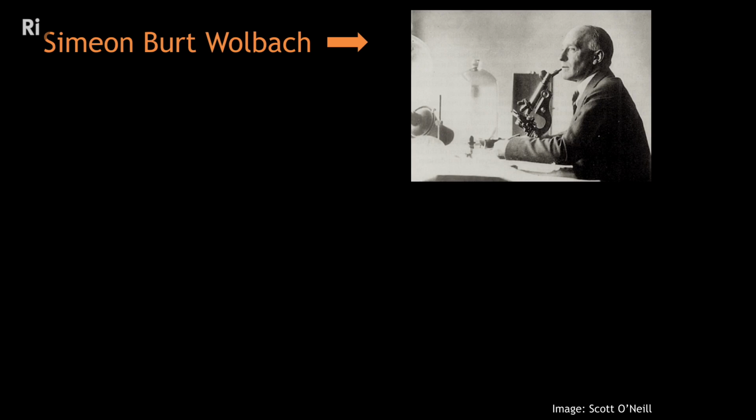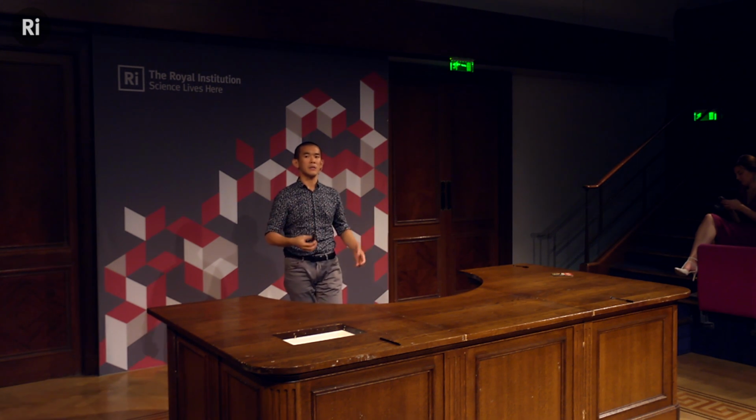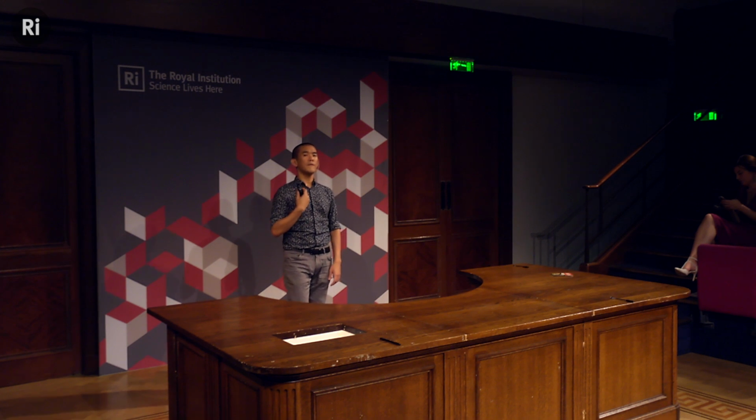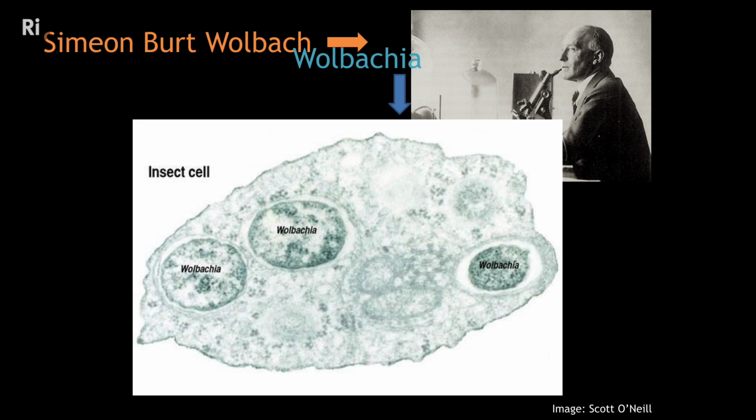It begins with this guy, a man called Simeon Burt Wolbach, and his partner, Marshall Hertig. In 1924, they looked inside the body of a common brown mosquito, and they found a bacterium that no one had seen before. And no one knew what this thing was. These guys certainly didn't. They didn't know if it was important, if it was common. They didn't know anything about it. It was just there. It took 12 years for Hertig to actually give the thing a name, and he named it after his friend. He called it Wolbachia.